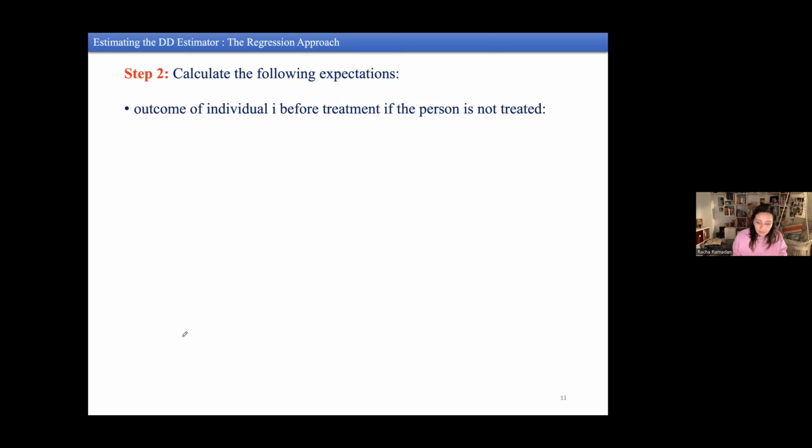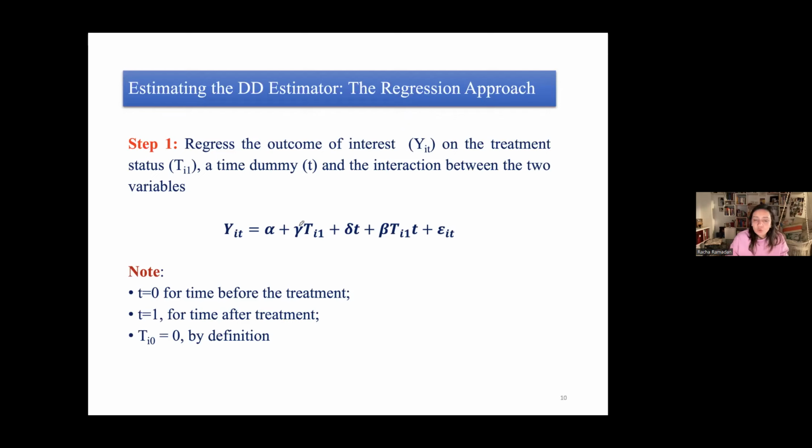The first thing I want to calculate is the outcome of individual i before treatment if the person is not treated. I want to calculate the expected value of the income of an individual i at period 0 if this individual will not benefit from the program Forsa at all. According to this equation, what will be the expected value of the outcome of this individual at period 0? Would you please tell me what you think will be the answer?